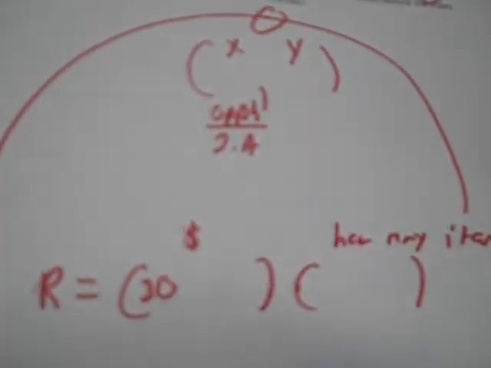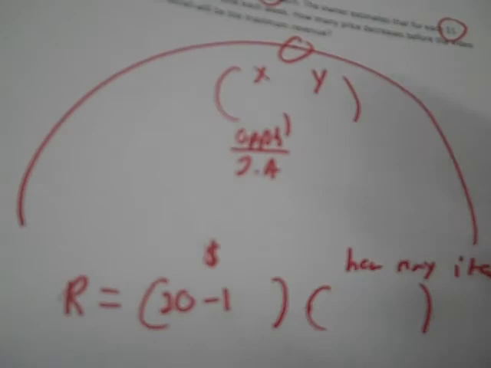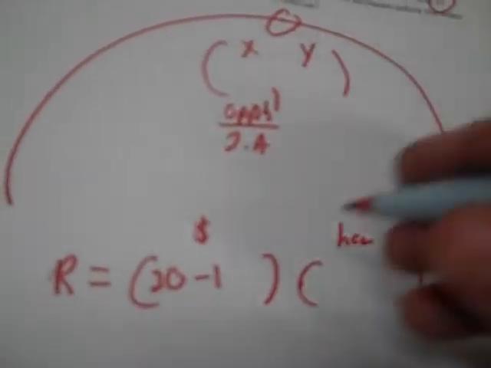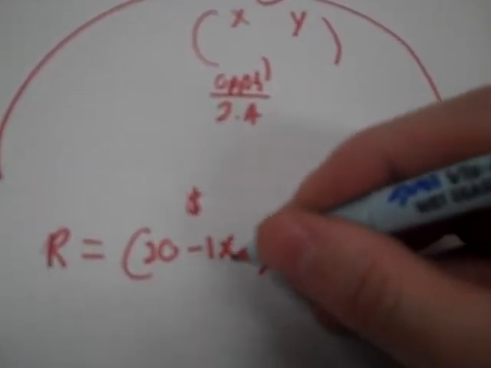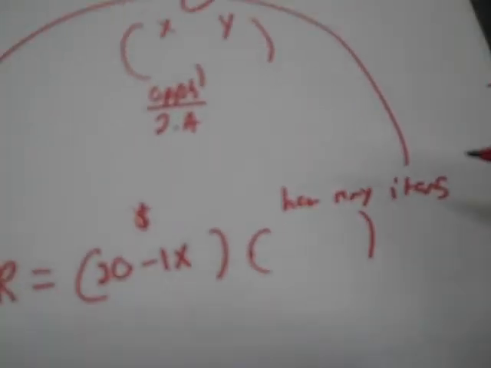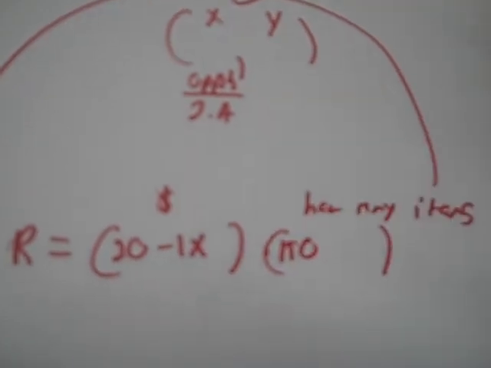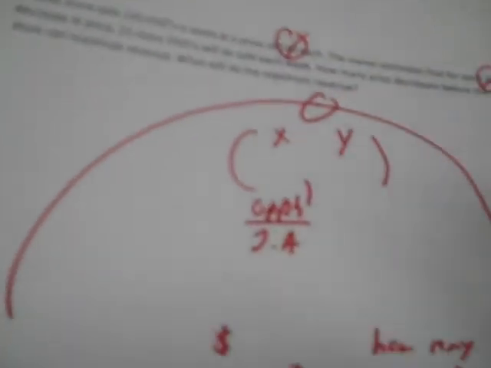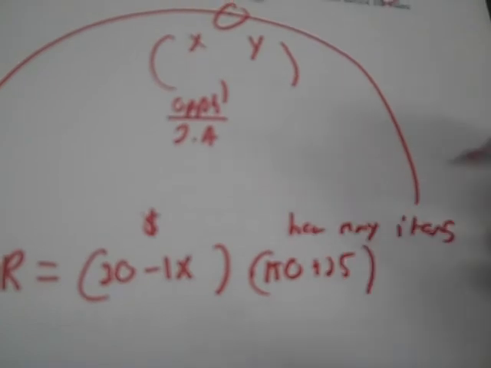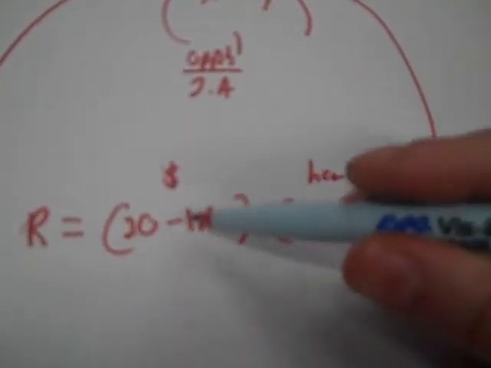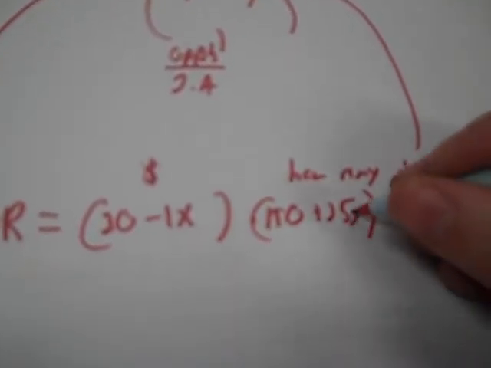So I go 20. Remember, you don't put an X on that. That's the beginning amount. And then $1 decrease is minus 1. Now that's happening repeatedly, and I don't know how many times to do that, so X. Okay, how many items? Well, I was selling 150. That's my beginning amount. And 25 more. And that happens every time I decrease by $1, so I need an X on that.